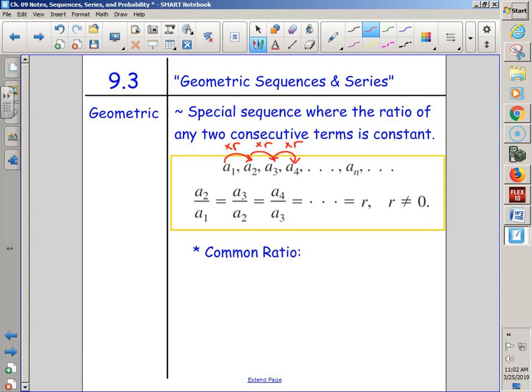Common ratio, R. Common ratio, R, like the common difference was D. And it's going to be the constant for each consecutive term.